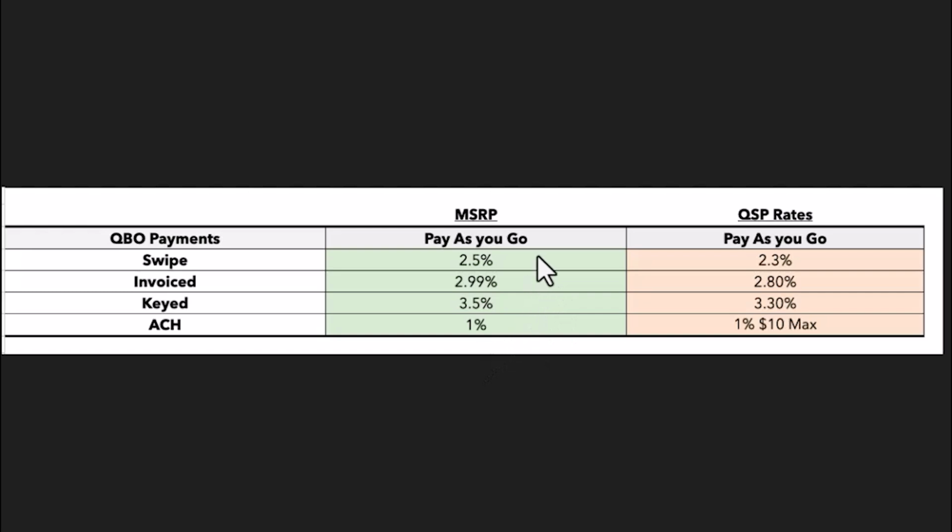So what I just showed you was the MSRP. These are the rates for if you are in person or if you do a digital invoice. And then if you key it in directly, that's the highest rate. And then ACH transfers are 1%.